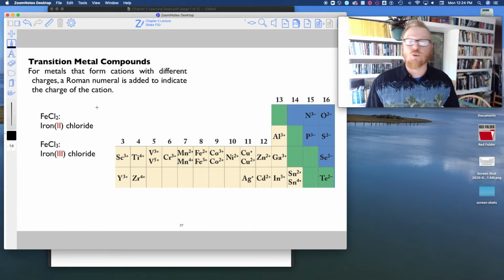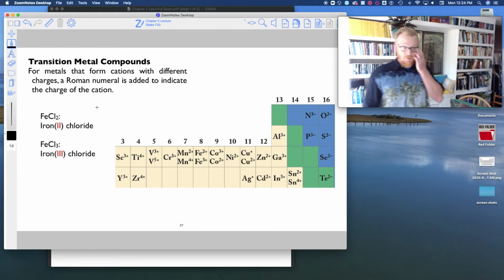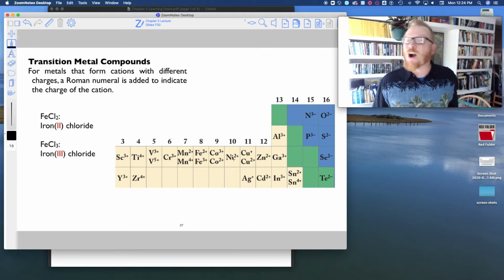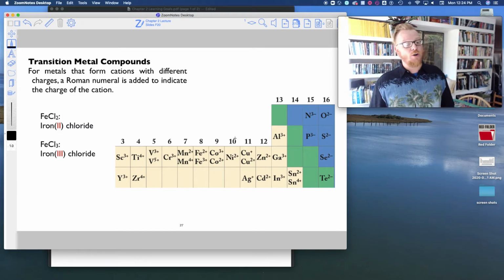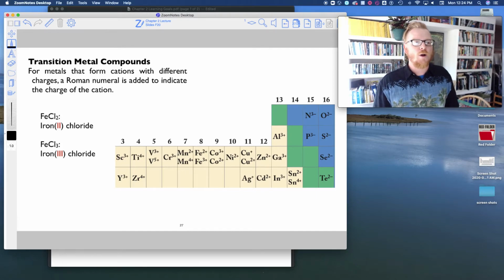And let's talk about the transition metals, okay? So transition metals, right, that region in the middle, they are variable. Their charges aren't always set. Like, for example, here we can see iron comes in 2 forms, 2+ or 3+, okay? So for metals that form cations with different charges, so that's transition metals, a Roman numeral is used to indicate the charge of the cation.